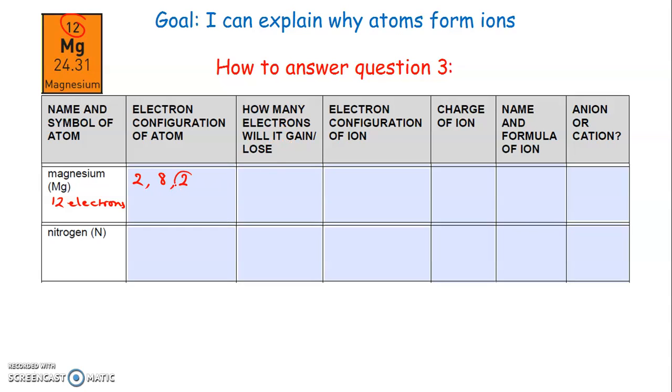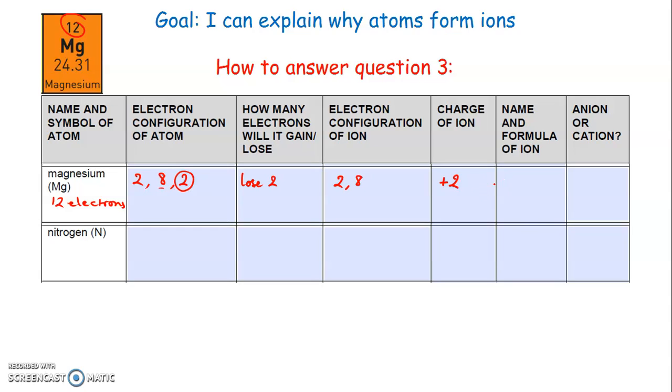Because it has 2 valence electrons, it would be much easier to lose these 2 than to gain 6 more. If it loses 2, then the next shell already has 8 electrons, in comparison to gaining 6 to make the third shell have 8. It's much easier to lose 2 than to gain 6. So the electron configuration now will become 2, 8. And because we're losing 2, that's going to give us a positive charge, so the charge is going to be +2.